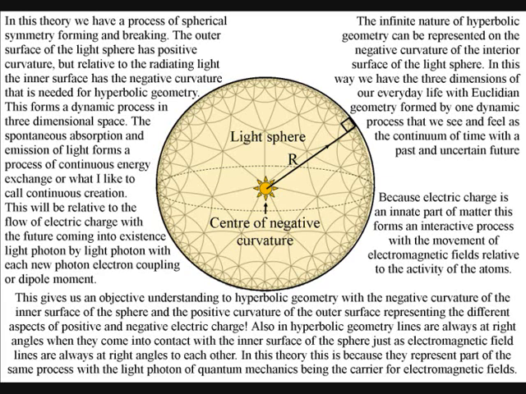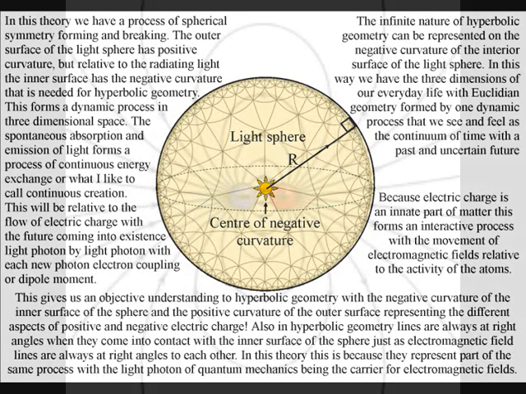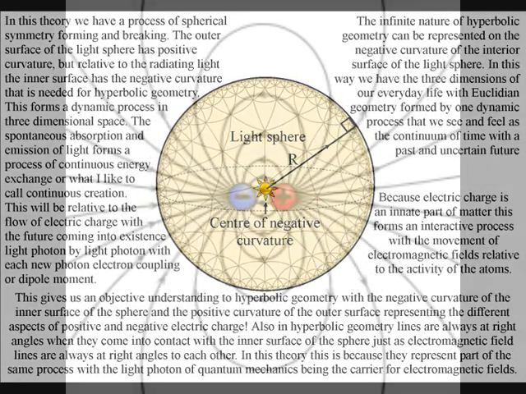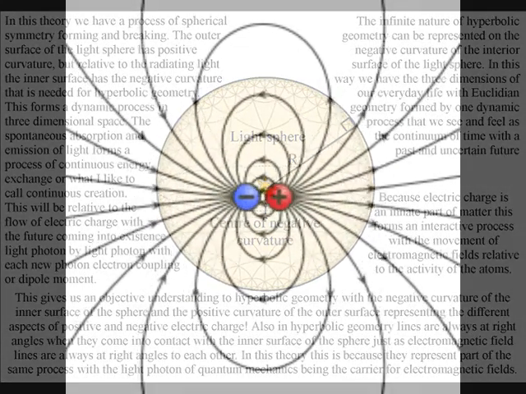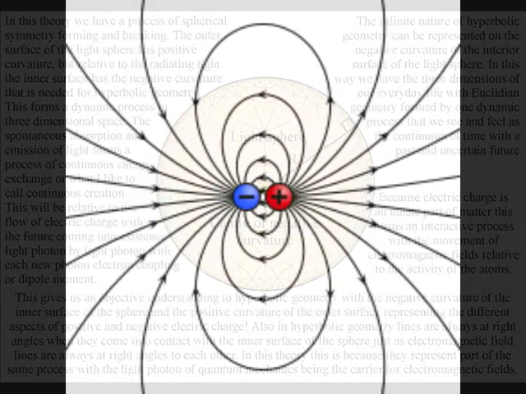In this way, we have the three dimensions of everyday life, with Euclidean geometry within three-dimensional space, formed by one dynamic process that is based on hyperbolic geometry. The spontaneous absorption and emission of light forms a process of continuous energy exchange, or what I like to call continuous creation. This will be relative to the flow of electric charge, with the future coming into existence light photon by light photon, with each new photon-electron coupling or dipole moment.